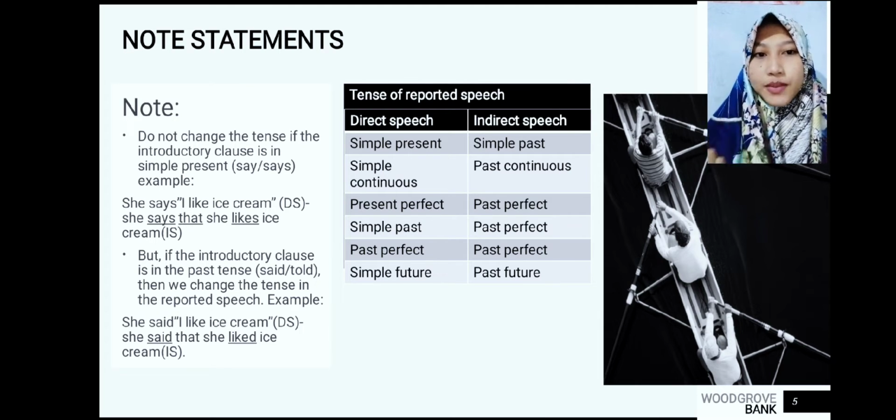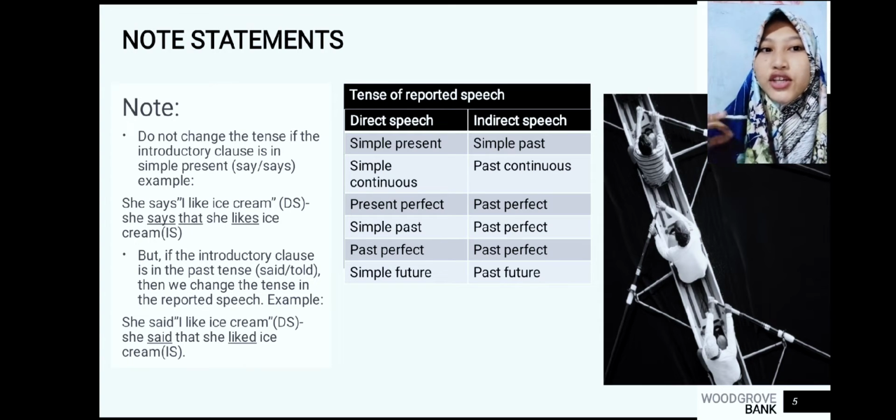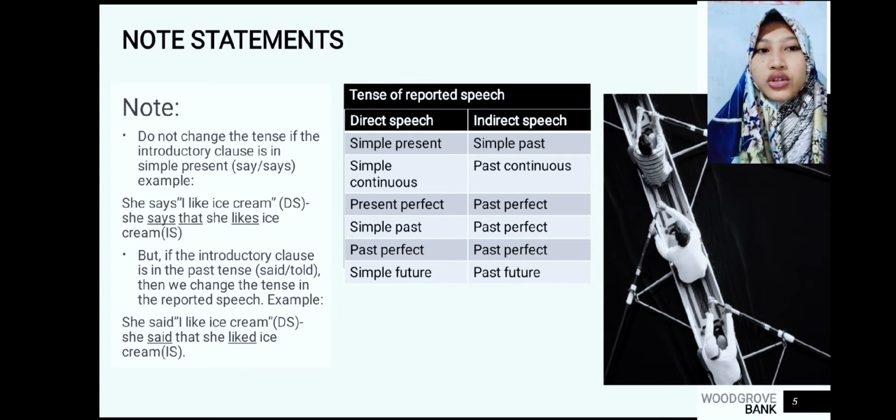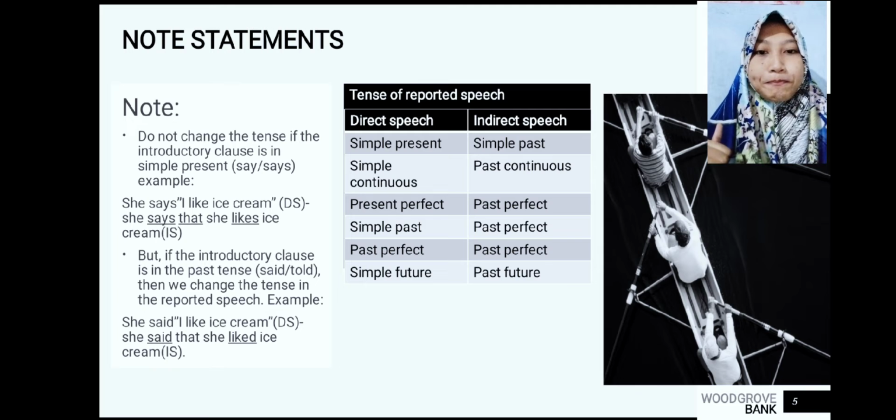This indirect speech. And another note, but if the introductory clause is in the past tense, you said or told, then we change the tenses in the reported speech. For example, she said, I like ice cream. This direct speech to she said that she liked ice cream. This indirect speech.